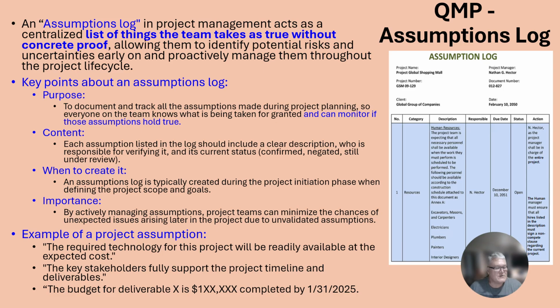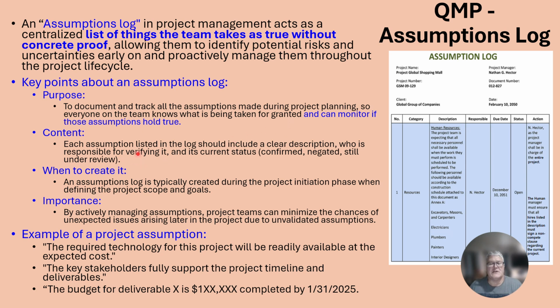Now, I talked about assumption logs earlier, and so I threw this slide in just to make sure that you're aware of this terminology and how it's used. An assumption log in project management acts as a centralized list of things the team takes as true without concrete proof, allowing them to identify potential risks and uncertainties early on in the project to be proactive about it. So the purpose is to document and track all the assumptions made during project planning. You state these are what we hold to be true.